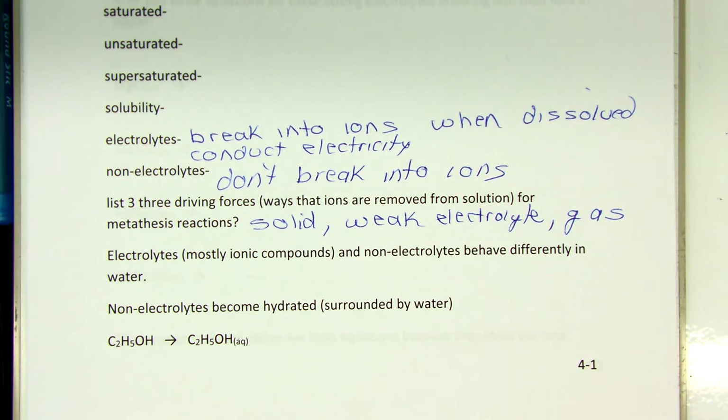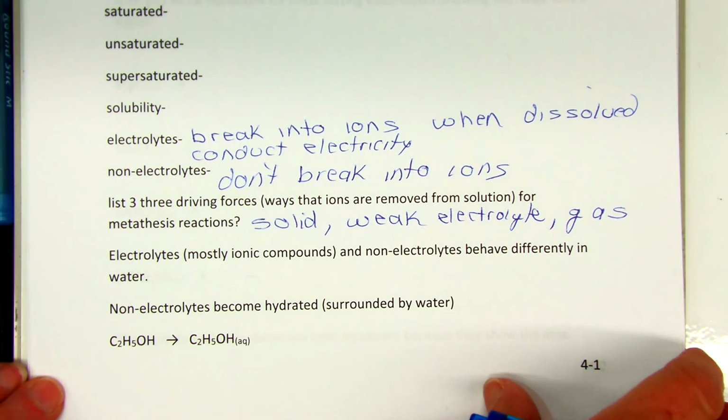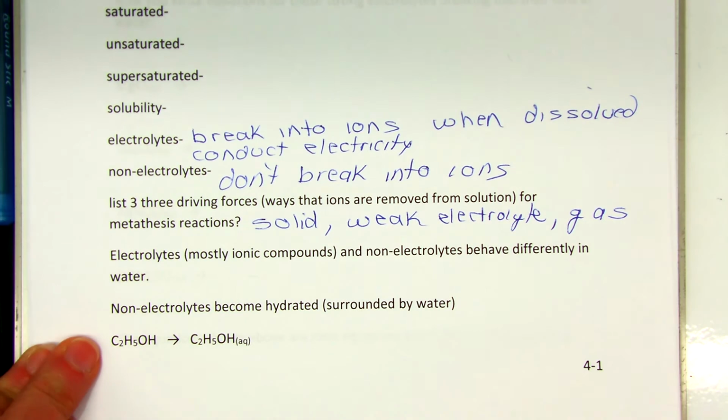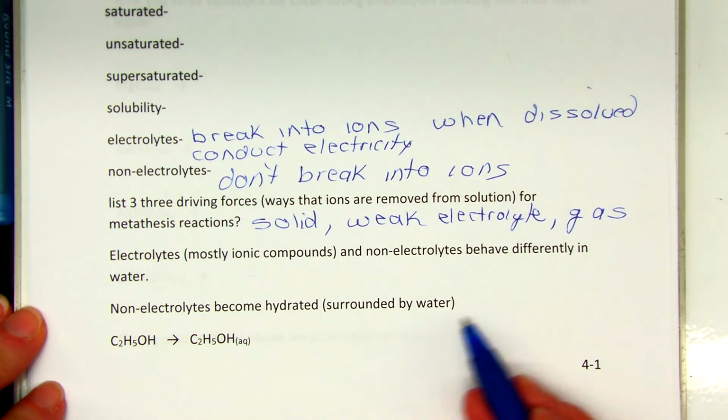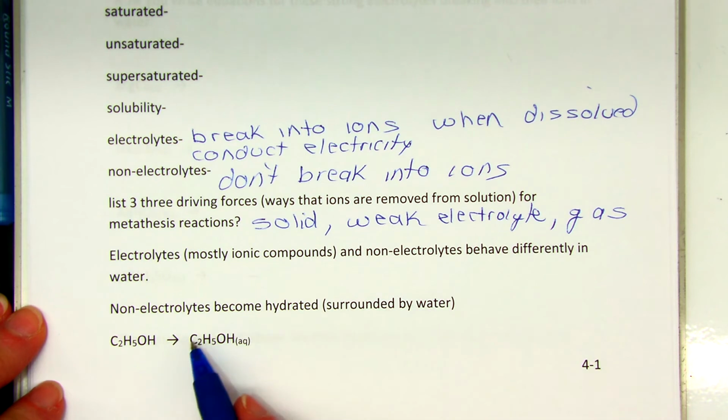So as we start this chapter, you need an understanding of electrolytes and non-electrolytes. Electrolytes are ionic compounds mostly. Some molecular compounds actually are strong electrolytes. We'll look at those on the next page. And these behave differently than non-electrolytes do.